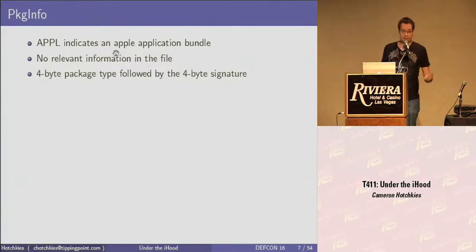PkgInfo is another supporting file that's going to, in theory, have metadata, but it's usually only going to be 8 bytes long. It's going to have APPL and a signature. So it's there. You're probably never going to use it.